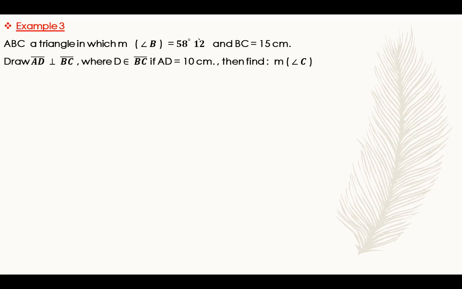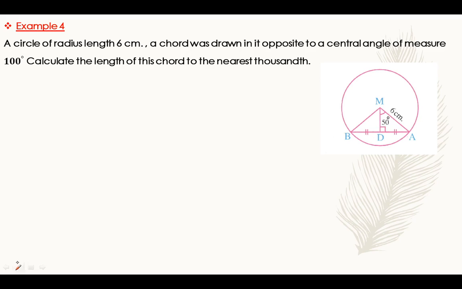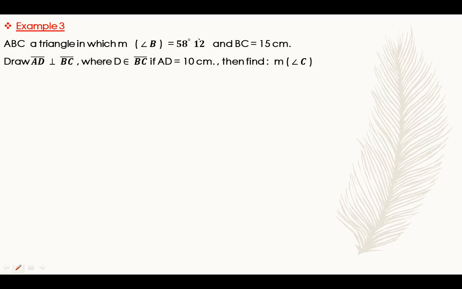So first you have to know that triangle ABC is not a right angle triangle. He didn't say that ABC is a right angle triangle. He said that ABC is a triangle in which the measure of angle B equals 58 degrees and 12 minutes. Okay? Okay. So we will write the triangle ABC.